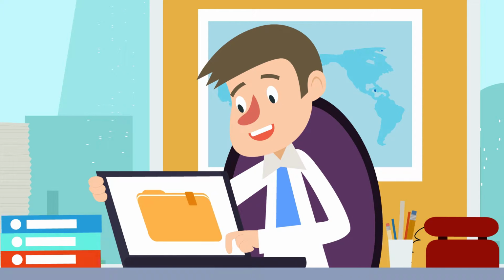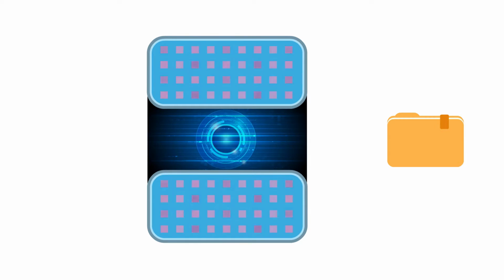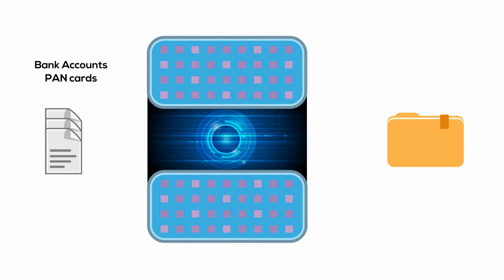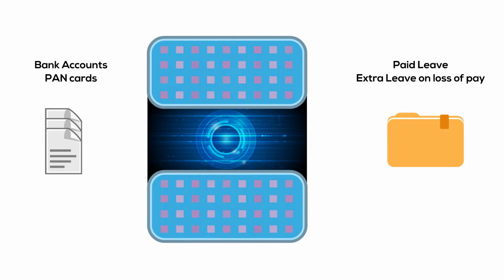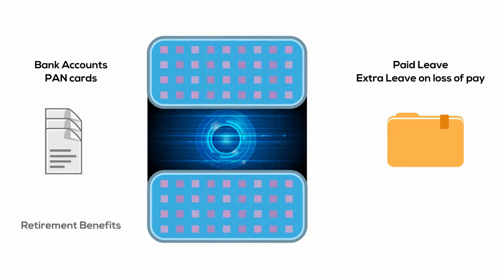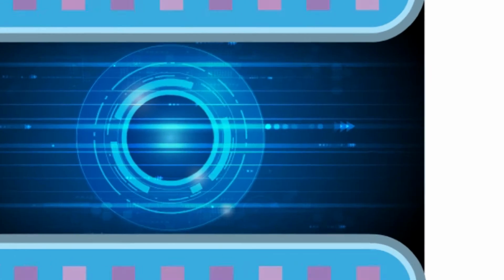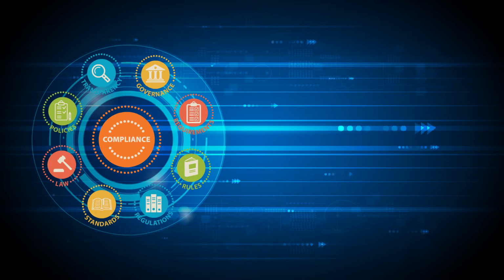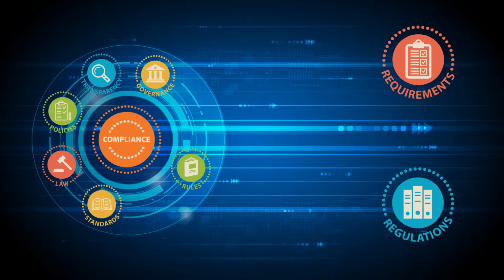Each month, we receive the master file with all the data relating to your employees. Only post thorough checking and data validation will payroll processing commence. Our checks are comprehensive and include verification of bank accounts, PAN cards, paid leave, extra leave on loss of pay, retirement benefits and exit plans, among others. Additionally, we also ensure that your payroll is compliant with all statutory requirements and regulatory guidelines.